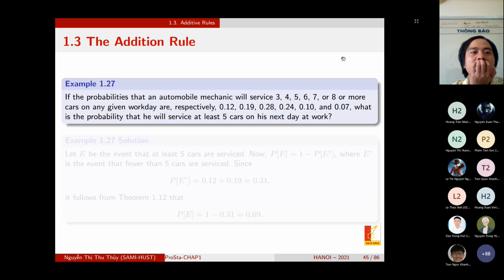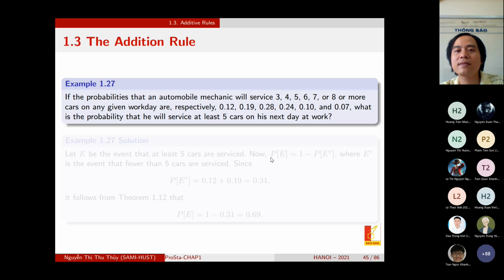So now we consider an example 1.27. Who can read it out loud first and then summarize the assumption? Yeah, Mr. Nguyễn Tống Minh, please. Now we have the event that he will serve at least 5 cars a day. So now we consider the complement of this event, he will serve 3 cars a day or 4 cars a day. So I sum up the probability of this. No, it will be the.